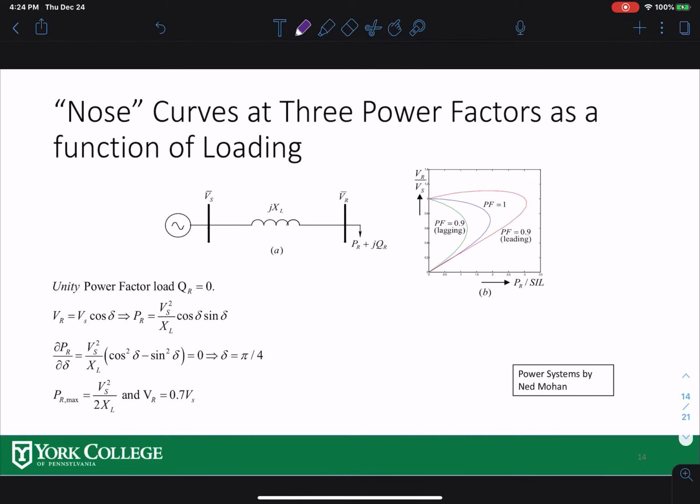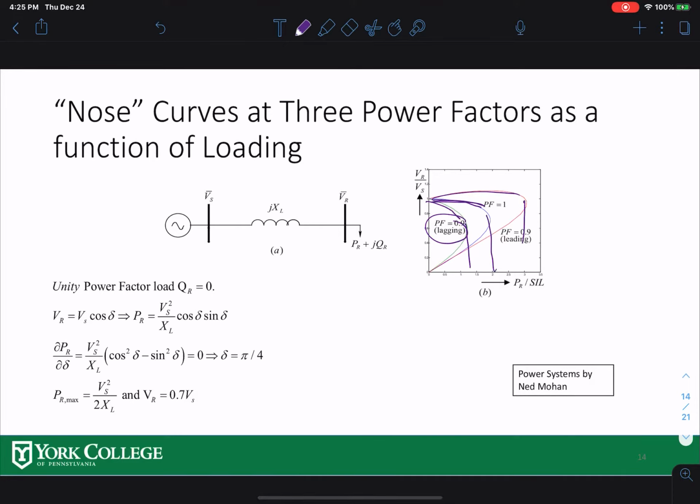But here is also the so-called nose curve. If you have a lagging power factor, your voltage goes down drastically from the supply end to the receiving end. If you have a leading power factor, your voltage goes up towards the receiving end. And in unity power factor, you can have an almost flat profile, with only loss happening in the resistive circuit.